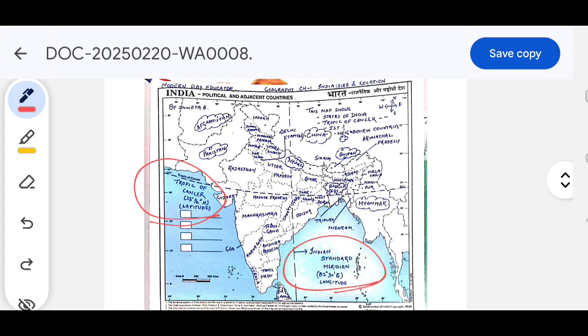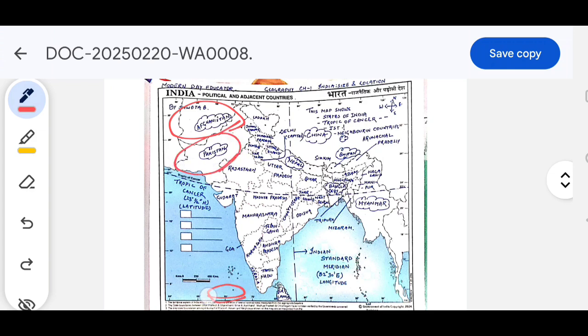In the clouds, the names which are written are our neighboring countries, be it Afghanistan, Pakistan, Sri Lanka, Myanmar, Bangladesh, Bhutan, Nepal, or China. Wait a second, you will get confused a little bit. I'm correcting. We didn't need those.